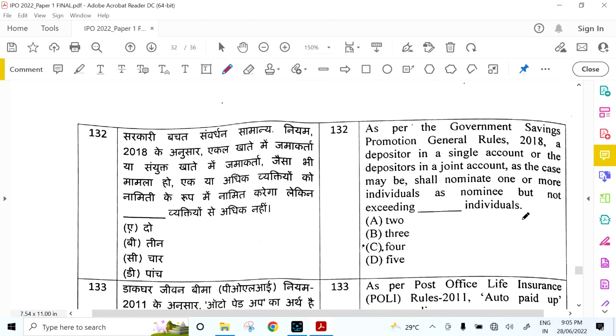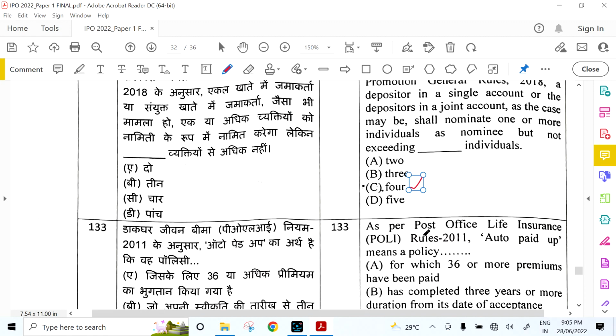Key, final key. As per Government Savings Promotion General Rules 2018, a depositor in a single account or depositor in a joint account, as case may be, shall nominate one or more individuals as nominee but not exceeding dash individuals. The answer is 4. It is Rule 14 under Rule 14 of GSPR 2018.